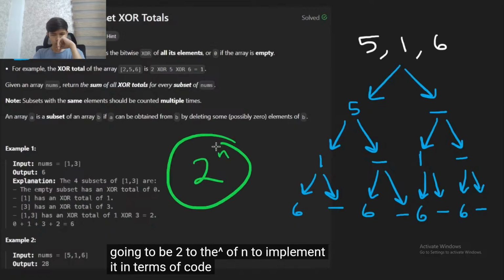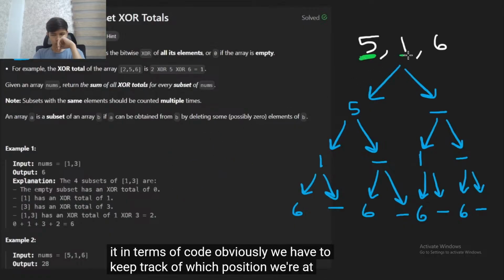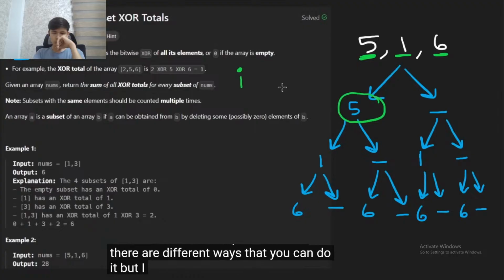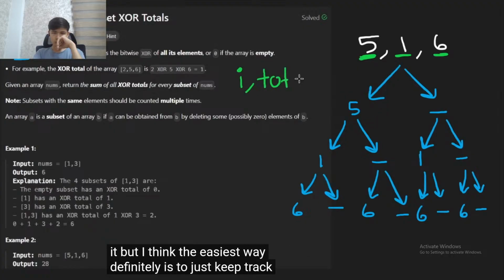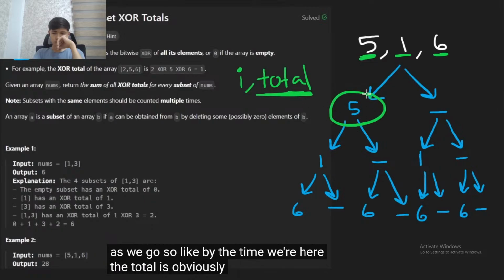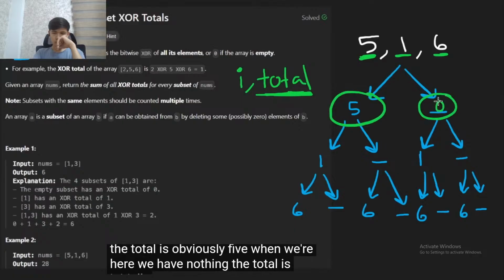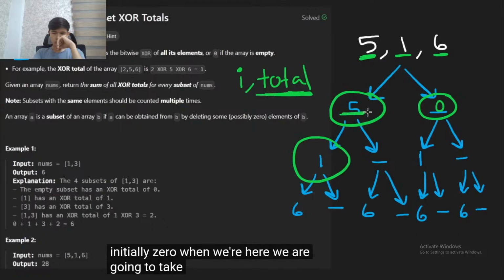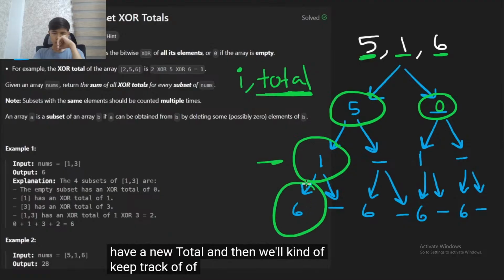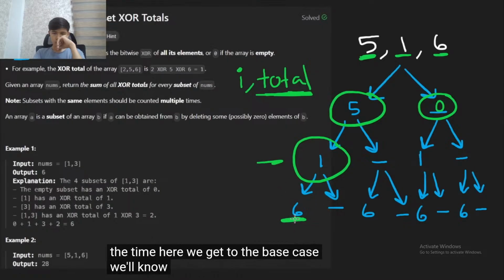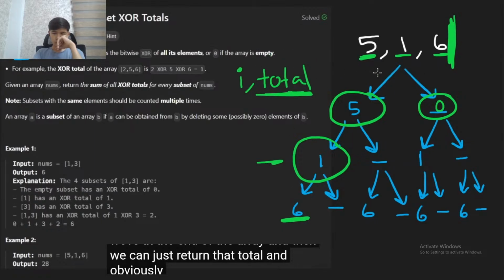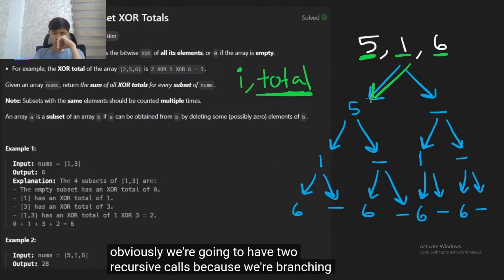To implement it in terms of code, obviously, we have to keep track of which position we're at in the input array. I'll use a parameter I for that. In terms of implementation, there are different ways that you can do it, but I think the easiest way definitely is to just keep track of the total of the XOR values as we go. So by the time we're here, the total is obviously 5. When we're here, we have nothing. The total is initially 0. When we're here, we are going to take the original total 5 and XOR it with 1, and then we'll have a new total, and then we'll keep track of that total. And then by the time here we get to the base case, we'll know we're at the base case because we're at the end of the array, and then we can just return that total. And obviously, we're going to have 2 recursive calls because we're branching in 2 different directions.